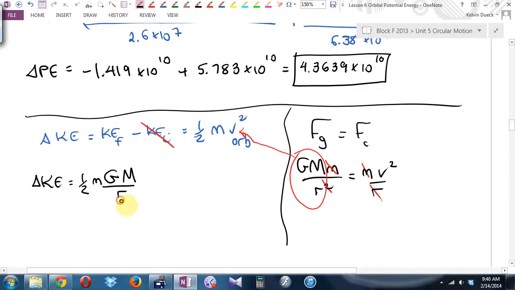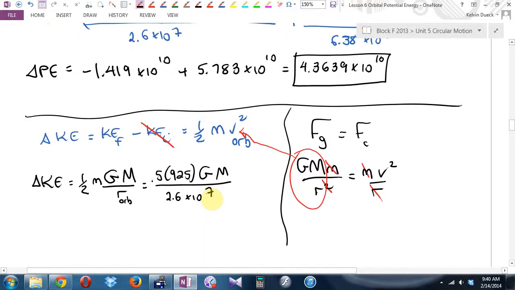Which r? Orbit. Which is going to be 0.5, 925, and I'm running out of room, so I'm just going to write big G, big M over, what was the orbital radius? 2.6 times 10 to the 7th. How many of you have calculators that can remember 3 or 4 lines back?